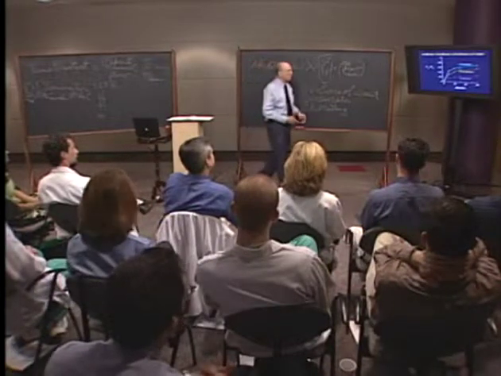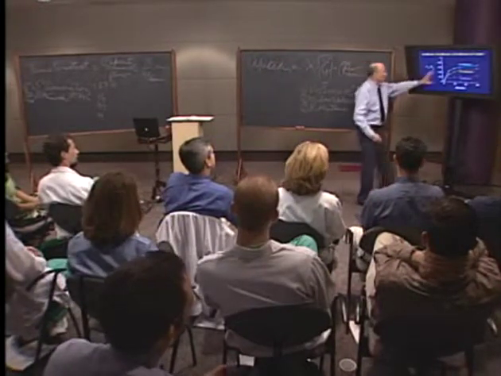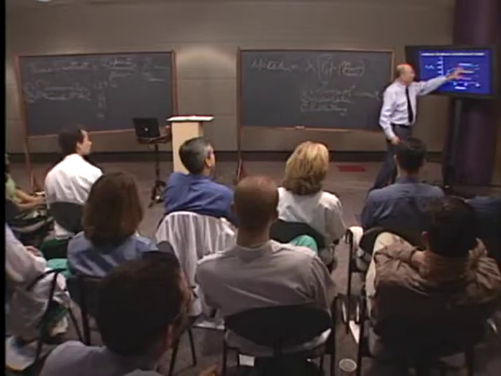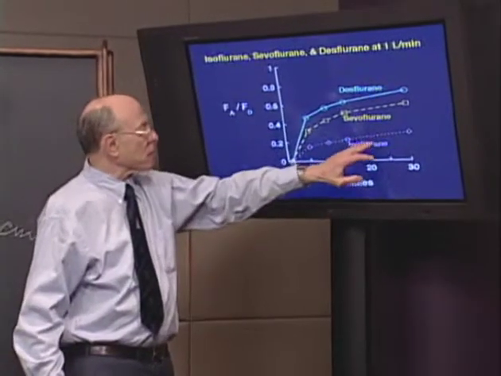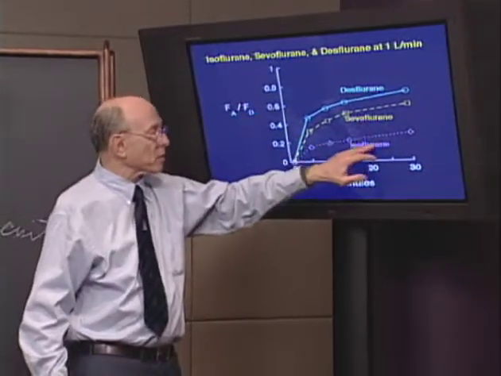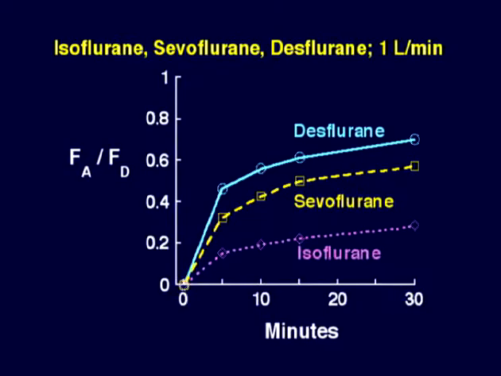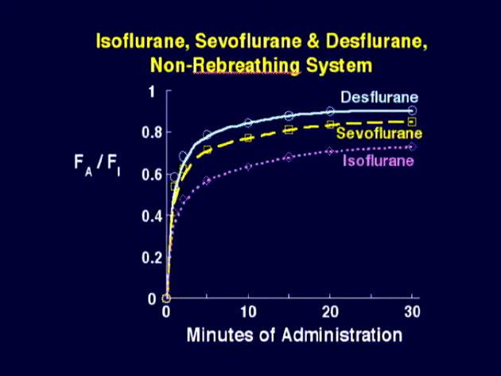Now I want you to notice the separation of these curves. The separation is considerable. The desflurane curve is about 2.5 to 3 times the isoflurane curve. Big separation of those curves, which is vastly different from the separation that you see with a non-rebreathing system. That is, the lower the flow rate, the greater the exaggeration of the effect of uptake because of rebreathing.